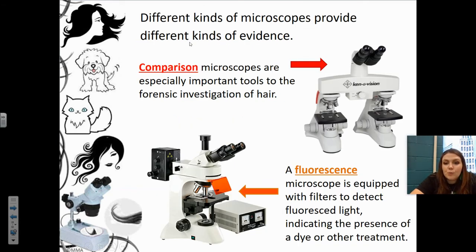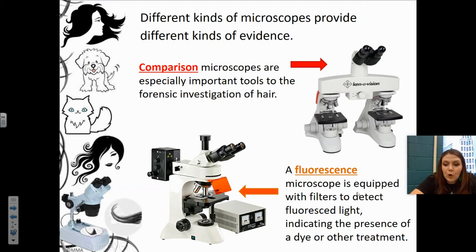There are different types of microscopes that can really help us. There's a comparison microscope where you can literally put the suspect's hair here, the crime scene hair here, look at them at the exact same time and see how similar they are. It's a very good microscope for all forensic investigations because you can literally see them side by side, the suspect's compared to the crime scene. Pretty important tool. I wish we could afford one.